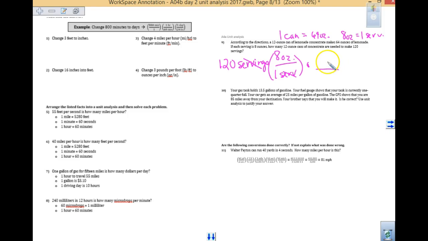Does it make sense? No, because my answer says how many cans, right? That's the question, how many cans? So my answer has to be cans. That means I need the unit cans to be in the numerator, and in this case I need ounces down here. And I know that 1 can is 64 ounces. Sit up, please. Especially if you didn't have this done, you're writing this down. So I now have canceled off my units, and that's how we got the 15.